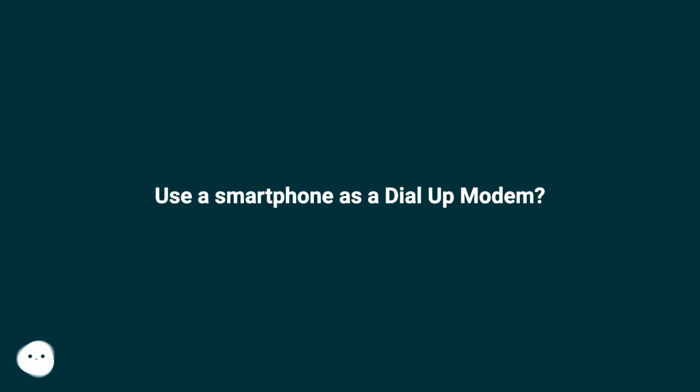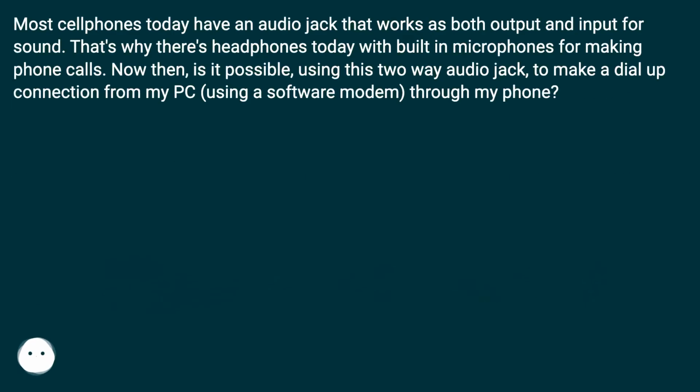Use a smartphone as a dial-up modem. Most cell phones today have an audio jack that works as both output and input for sound. That's why there's headphones today with built-in microphones for making phone calls. Now then, is it possible, using this two-way audio jack, to make a dial-up connection from my PC using a software modem through my phone?